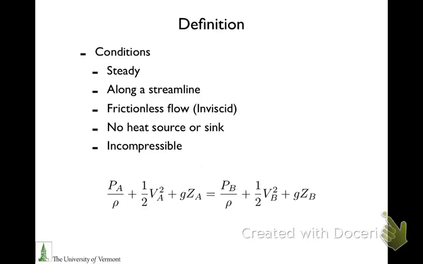Under the following conditions, if the flow is steady, we consider a streamline between A and B. If we neglect the friction inside the flow, so the flow is inviscid, with no heat source or sink, and the flow is incompressible, then we can write that PA divided by rho plus 1/2 VA square plus g ZA is equal to PB divided by rho plus 1/2 VB square plus g ZB.